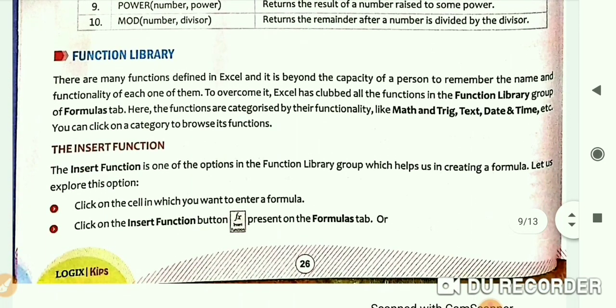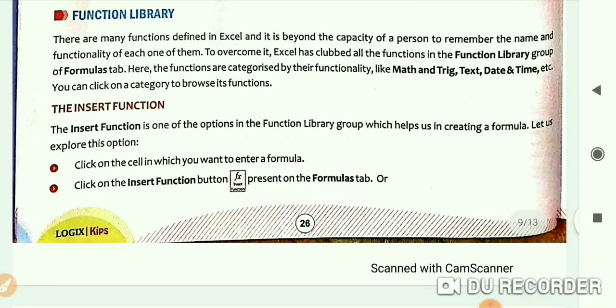Next is the function library. So what is the function library? There are many functions defined in Excel and it is beyond the capacity of a person to remember the name and functionality of each of them. To overcome this, Excel has clubbed all the functions in the Function Library group of the Formulas tab. Here the functions are categorized by their functionality like Math and Trig, Trig meaning trigonometrical functions, Text functions, Date and Time, etc. You can click on a category to browse its functions.